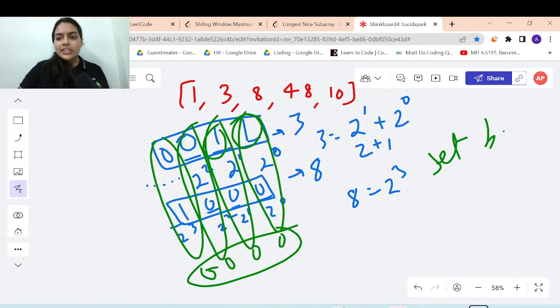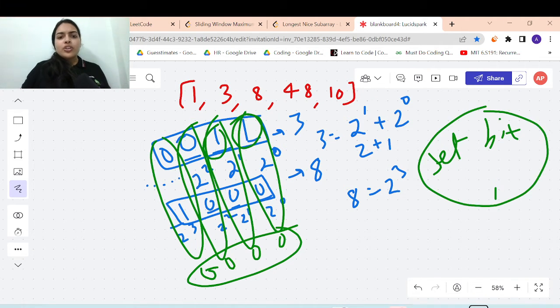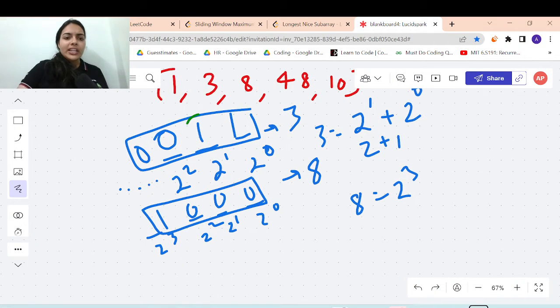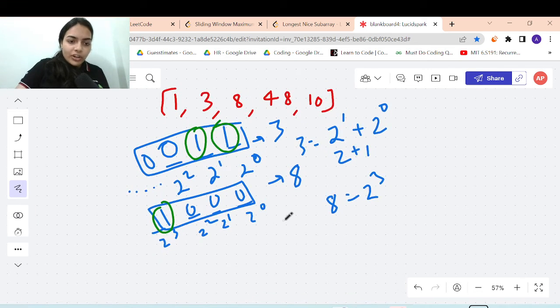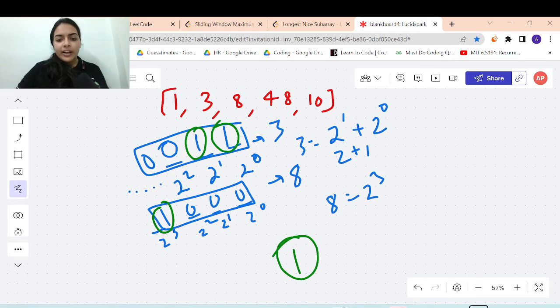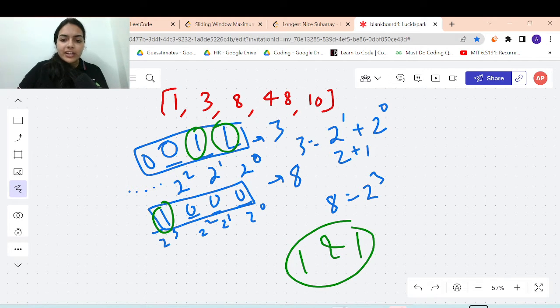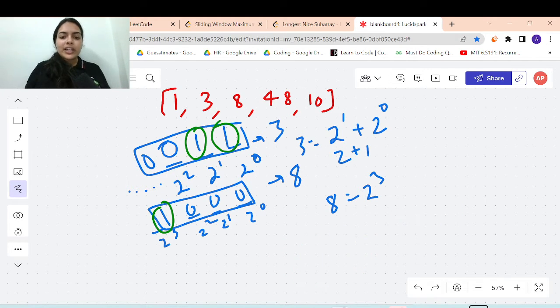Set bits means just where 1 is set, right? For 3, you can see that 1 is set at these two positions, but in 8 the 1 is set here. So there are no places at all where the 1 is matching. When will you get an AND of 1? Only when 1 and 1 match. In all other cases you will get 0.